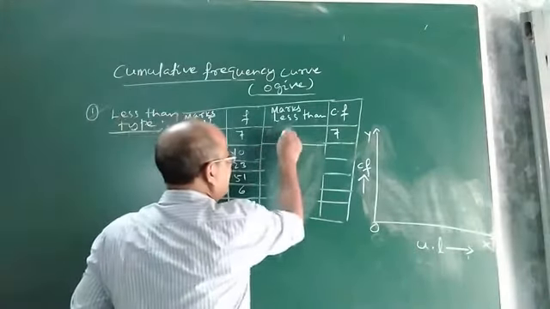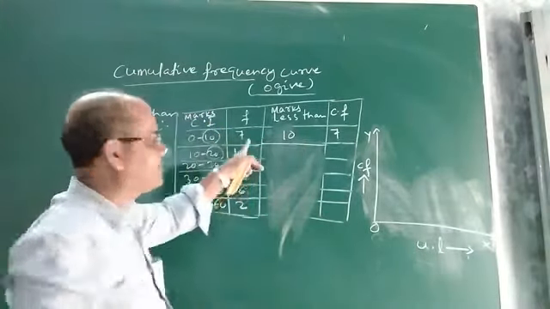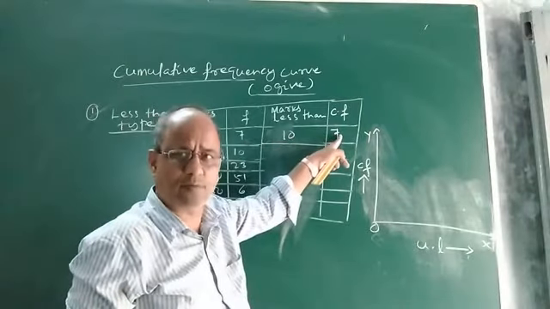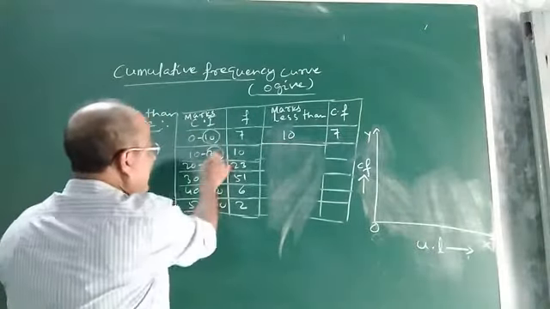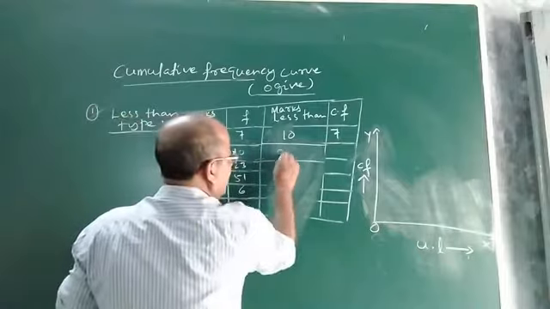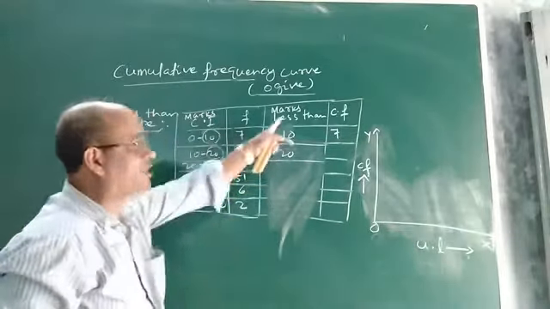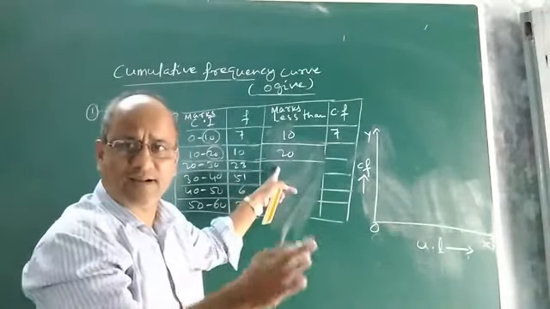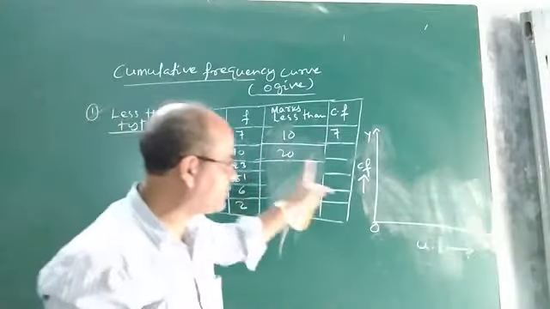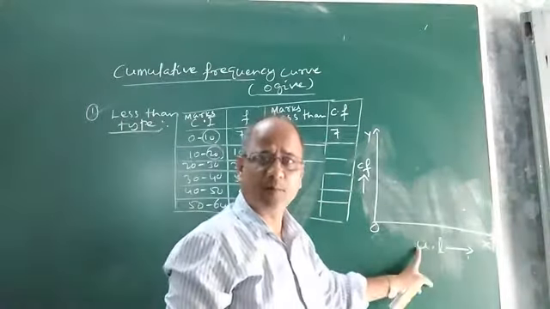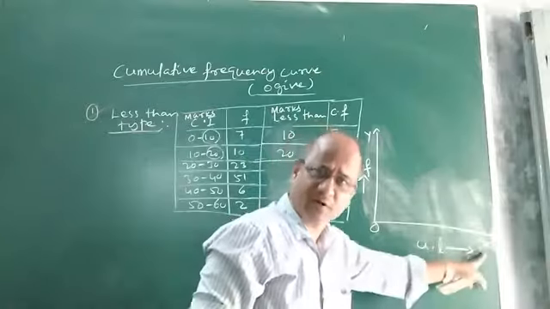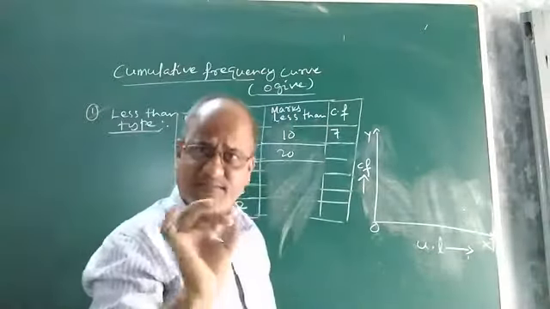So marks less than 10, how many students have got? 7. So their cumulative frequency will be 7. Okay. Now marks less than 20. These are the upper limits. What did I say? I said in the less than type ogive, the upper limits will be taken. Look at the figure. The upper limits will be taken along the x-axis by choosing an appropriate scale.